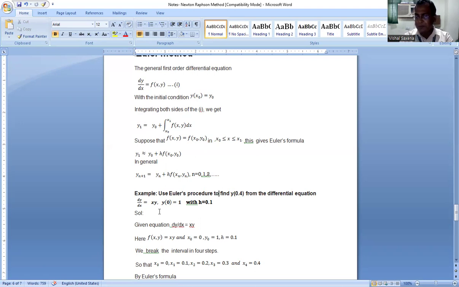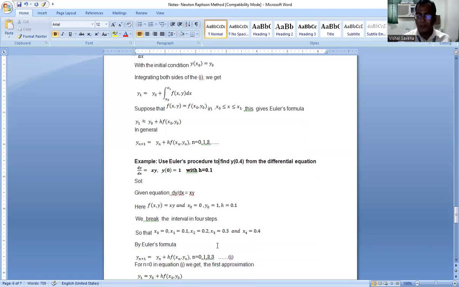So right now h is already given as 0.1. In this question, because we are required to find y at 0.4, we have to use 4 steps, and the initial value x naught, y naught is already given. Therefore, one by one we have to apply this method to reach y at 0.4.